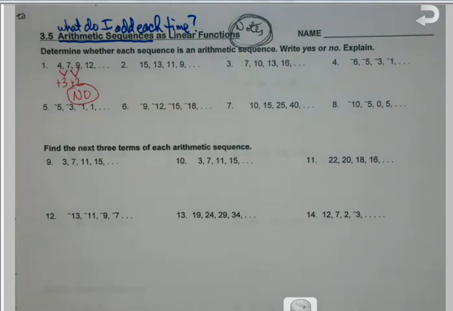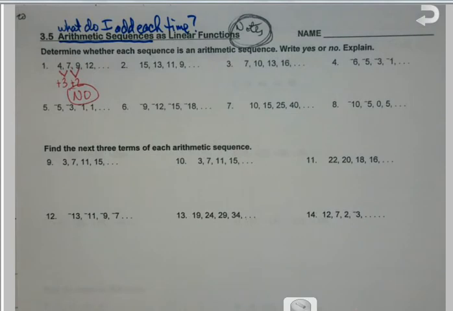Okay. So the only time that I have to keep going and see what the other terms are is if it's the same number every time. So as soon as you stop doing the same number, you can just stop doing it. It's no.